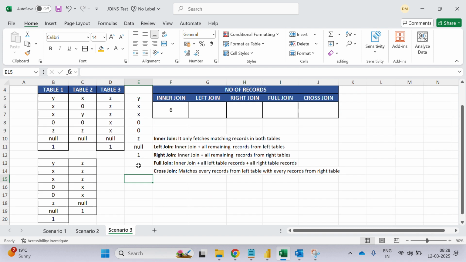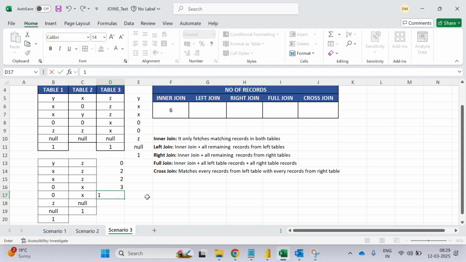Right? So now we will check both tables for the left join. So this y matches how many times here? There are no records for y, that is 0 only here. And this x matches 2 times, that is 2 only here, and this x matched 2 times here. This 0 matches how many times? 0 is not matched, this 0 is not matched, this z is matching 3 times here. Yeah, 3 times, and this null is not matched, this one is matched with 1 time here.